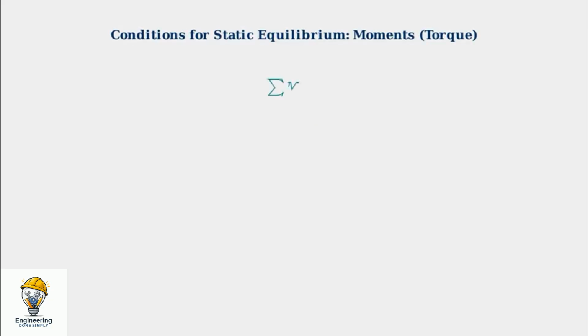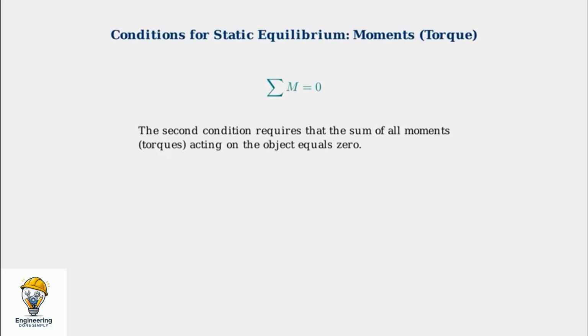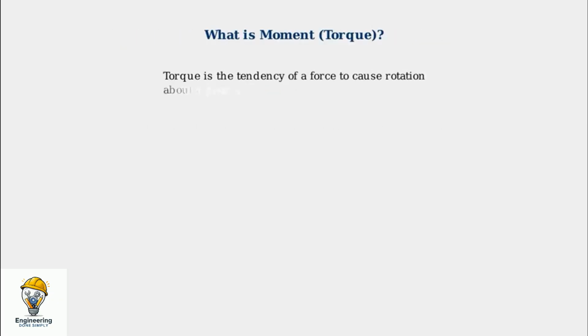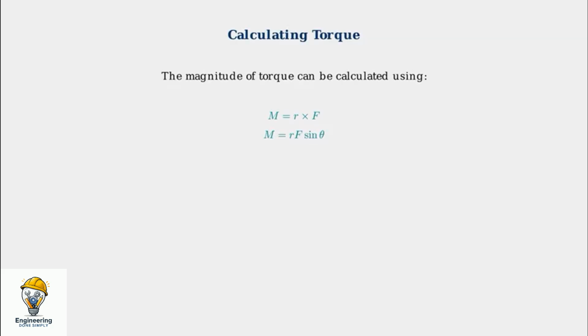The second condition for static equilibrium is that the sum of all moments or torques acting on the object must equal zero. This ensures no rotational motion occurs. Torque, also called moment, is the tendency of a force to cause rotation about a pivot point or axis. It depends on both the force applied and the distance from the pivot point. The magnitude of torque can be calculated using either the cross product of the position vector and force vector, or by multiplying the perpendicular distance by the force component.